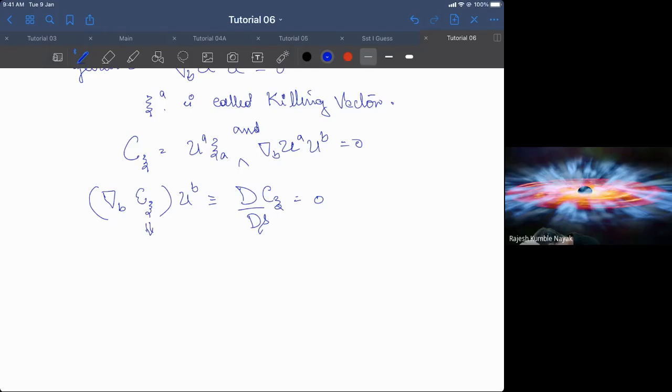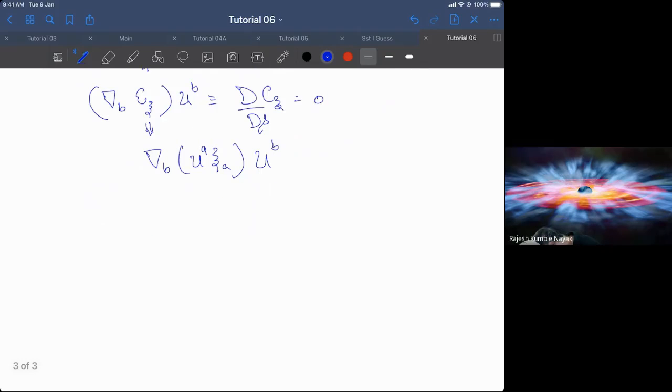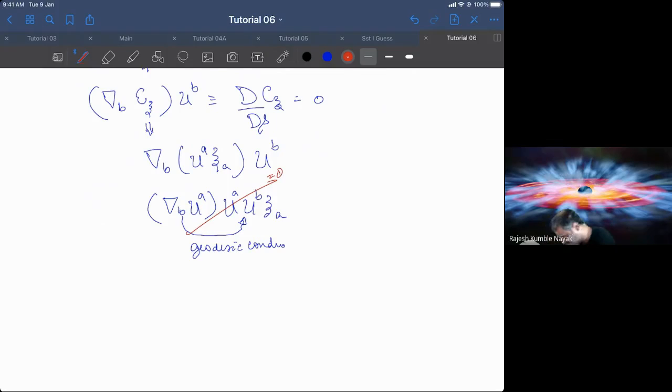So let's go ahead and do this. Substitute this. We have U^B ∇_B, and then we have U^A xi_A, and then you have U^B. That is what we have to find out. Let's do the product rule business. You have seen earlier that this is 0 for the simple reason that this, with this, gives the geodesic condition. And then this goes to 0. The second term remaining here is ∇_B xi_A into U^A U^B.